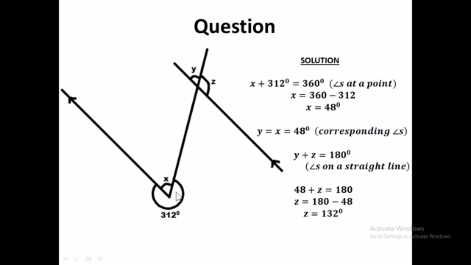If you don't know that, go back to our previous video on line geometry. You will know what angle at a point is all about. It means that angle X here plus 312 degrees will give us 360 degrees, because angles at a point are equal to 360 degrees. So angle X plus 312 degrees will give us 360 degrees, angles at a point. Then you can find X by removing 312 from 360 degrees, and that will give us 48 degrees. So angle X here is 48 degrees.